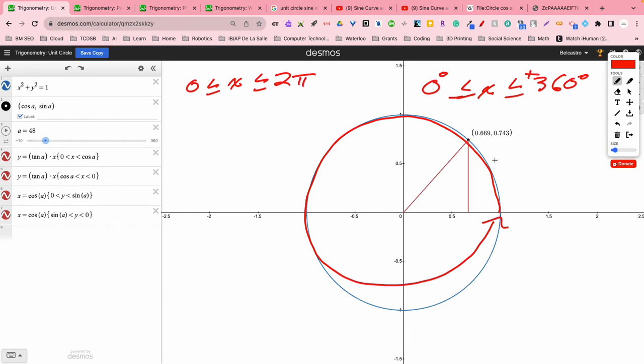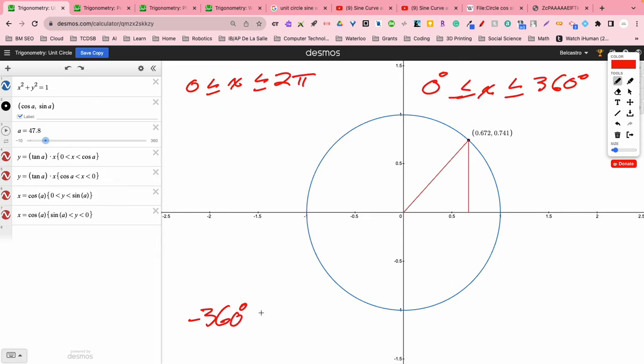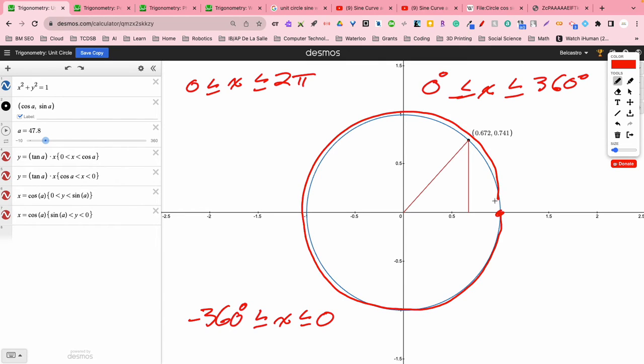But they might also give me a domain, something like this. Negative 360 degrees less than or equal to x, less than or equal to 0. That would be starting here and just going the opposite direction around this. Much better when I have something to trace. We're going in a negative direction.